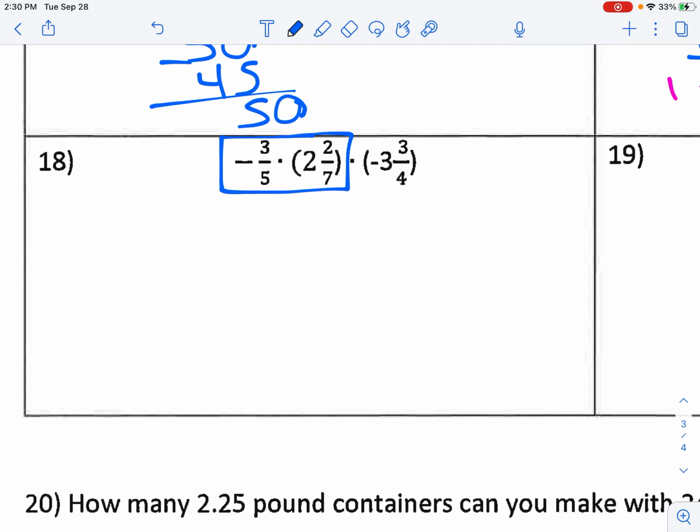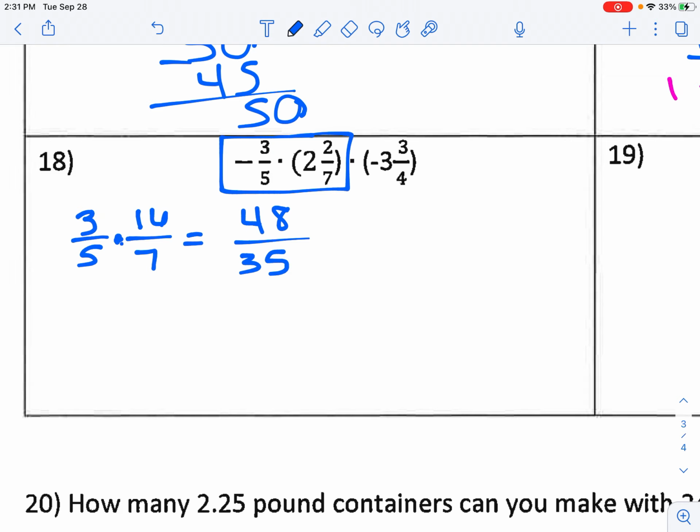But first I have to convert my 2 and 2/7 to improper. So I'm going to have 3/5 times 2 times 7 is 14, plus 2 is 16 sevenths. This is multiplying, not dividing, so we're not flipping anything for multiplying. Look to see if you can cross cancel, which you cannot. 3 times 16 is 48, and 5 times 7 is 35.